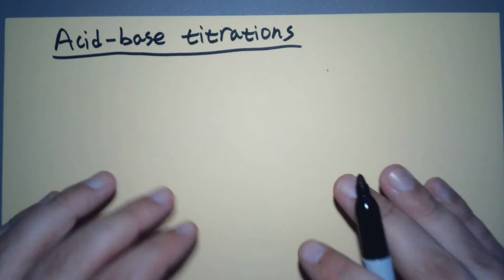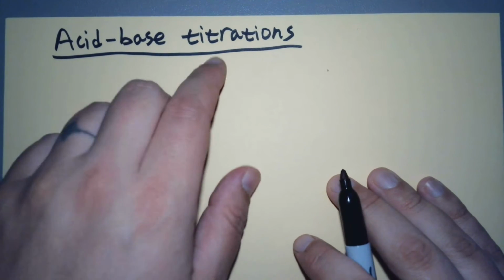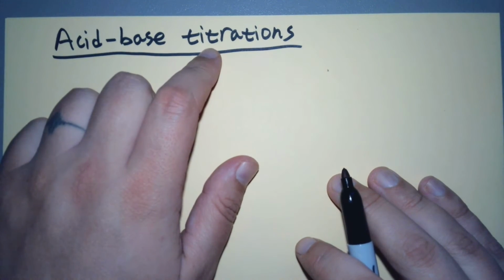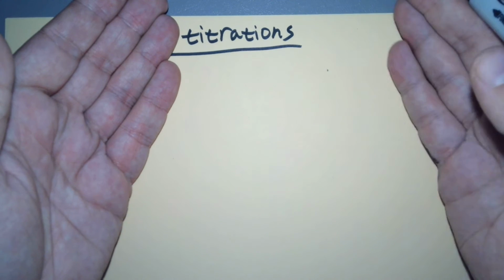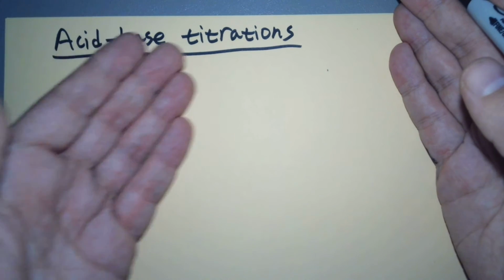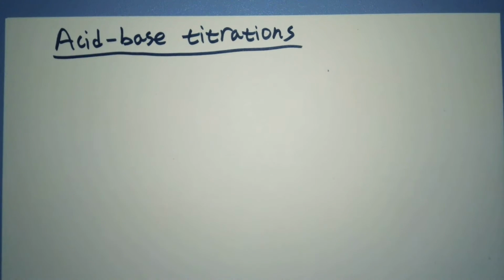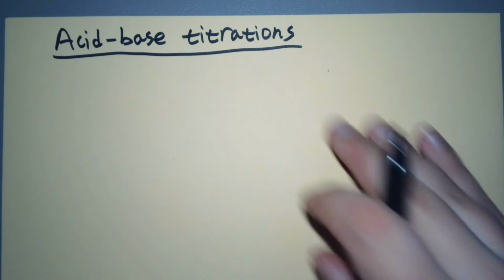Okay, so we are going to talk about acid-base titrations. Titrations are a general experimental technique that can be expanded into other types of chemistry, but we're only going to talk about it with acid-base reactions this week because we're talking about acids and bases. So this is a really key experimental technique.